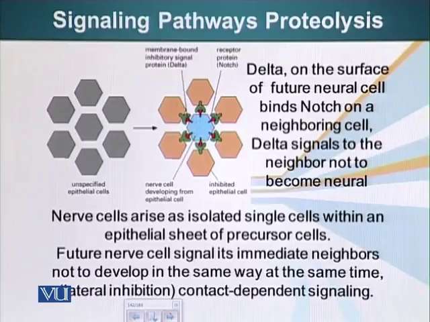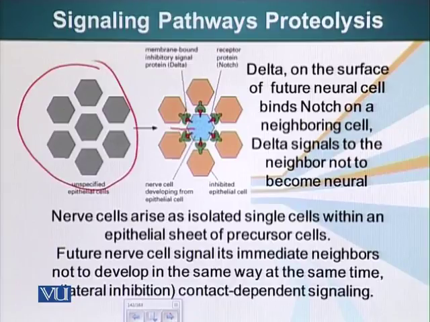We are going to talk about the Notch system. There's a protein that is expressed on the surface of a future neuronal cell called Delta that binds to Notch on neighboring cells. So here is a cell. Initially these cells were all unspecified epithelial cells. This cell decided to become a future neuronal cell or nerve cell. It displayed a molecule called Delta on its surface. Delta will bind receptors on the surface of adjacent epithelial cells, and the receptor for that is Notch.